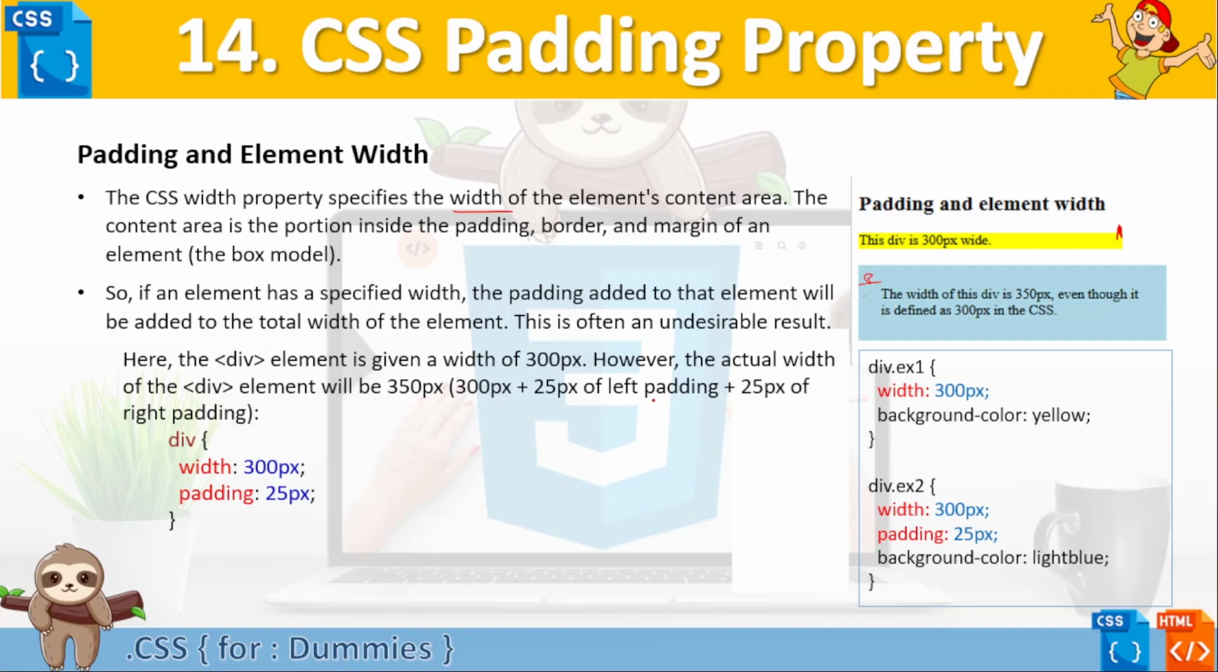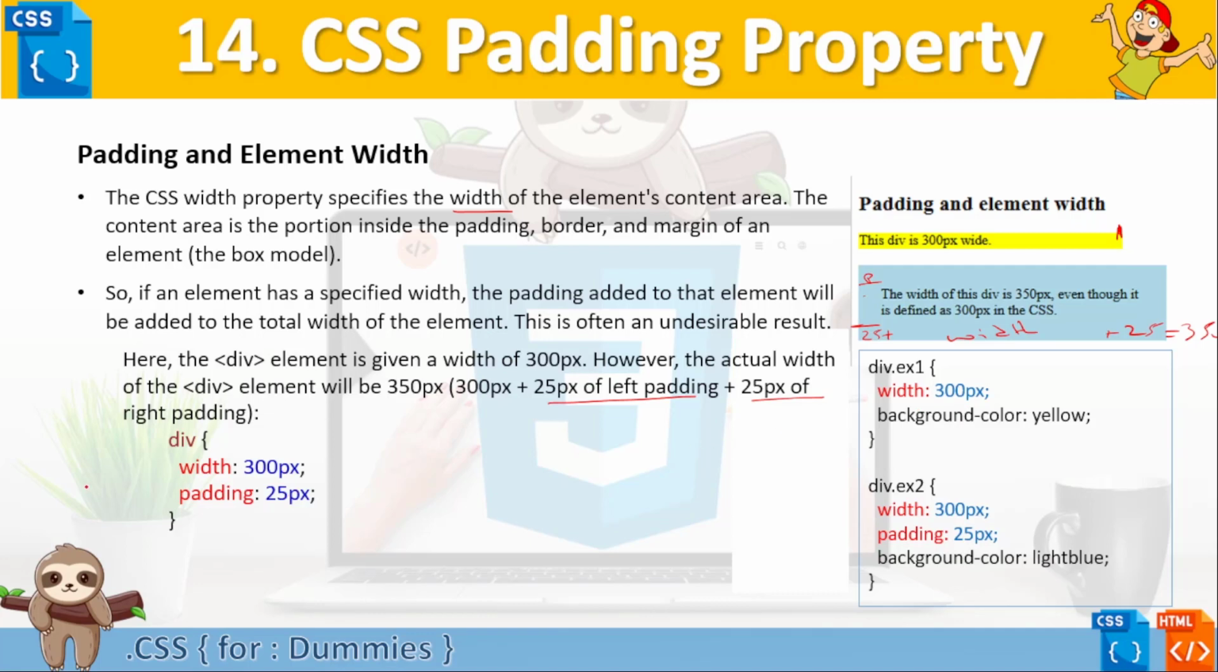However, because we have given it some padding of 25 pixels from left and right, so from left and right padding has been given. This basically means that 25 pixels will be added here, plus 25 pixels at the right, plus the width of the component. This will basically mean that now this component has 350 width. This is something we understand.